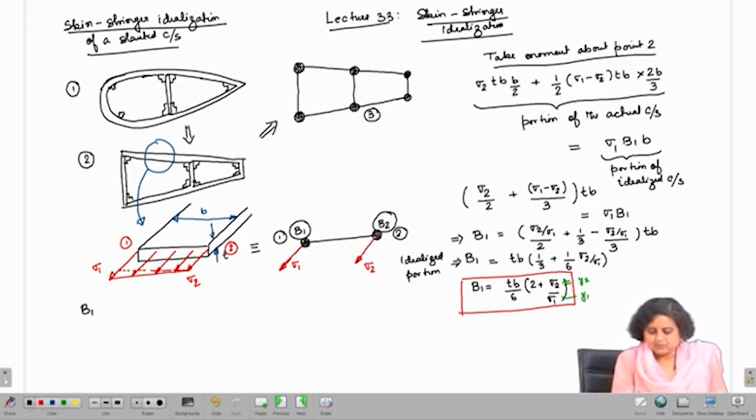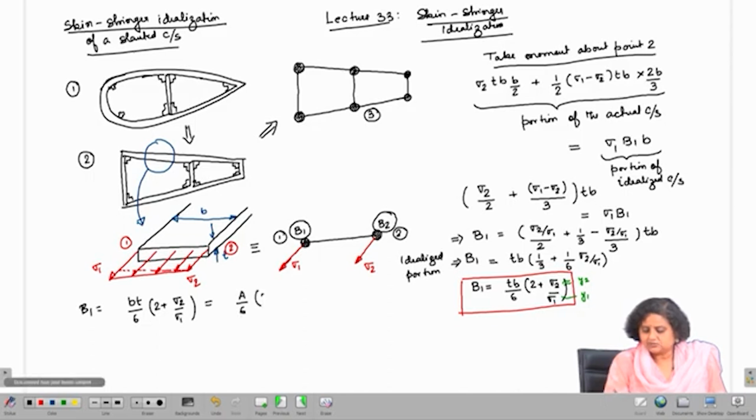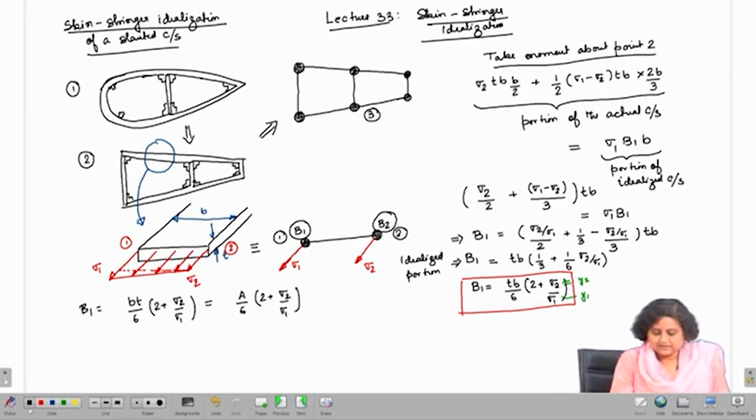Therefore, we have got B1 to be Bt by 6 into 2 plus sigma 2 by sigma 1. Bt is nothing but the area A, so B1 is A by 6 into 2 plus sigma 2 by sigma 1. Now, let us assume a case where the portion is horizontal, just for the sake of checking.